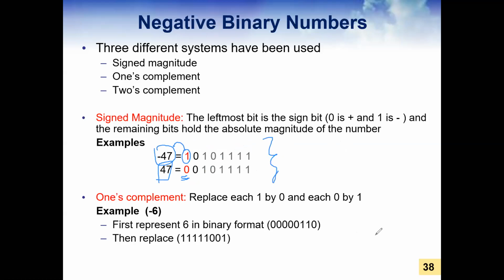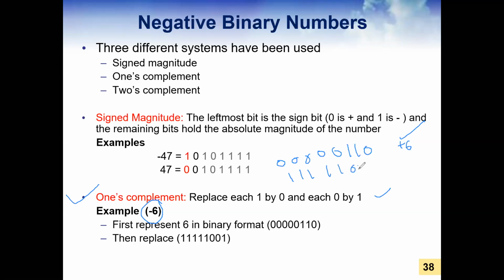Next one, these two you know already. 1's complement: replace each 0 by 1 and each 1 by 0. If I want to represent minus 6 in 8 bits, first I will write 6. How do I write 6? 1, 1, 0. And we are using 8-bit numbering, so all the rest will be 0. This is simple 8-bit plus 6. I want to represent minus 6 in 1's complement: 1, 1, 1, 1, 1, 0, 0, 1. So this is minus 6 in 1's complement.